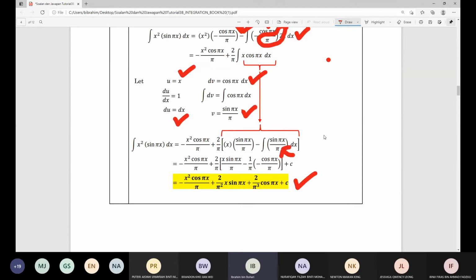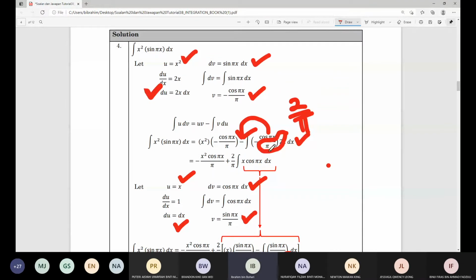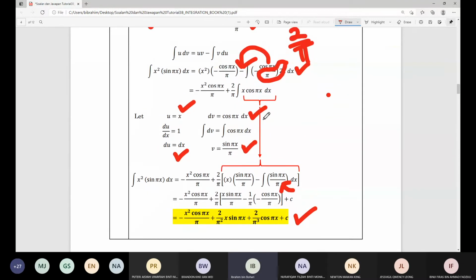Check answer. The answer here equals negative x squared cos πx over π, plus 2x sin πx over π squared, plus 2 cos πx over π cubed, plus c. The important thing in question 4 is that you have to do the integration twice. First integrate this one, and the second integration you have to do this one.